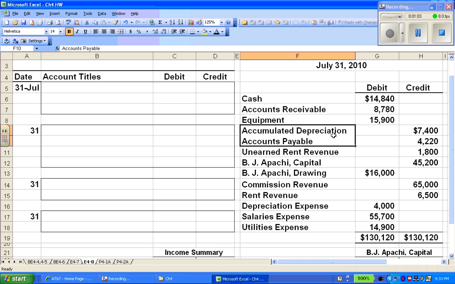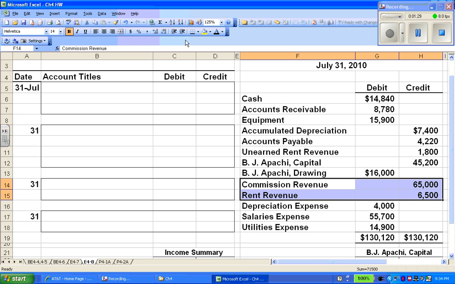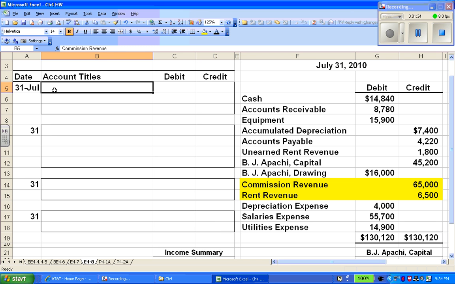So here's my asset accounts. Here starts my liability accounts. Here's my owner's equity accounts. Here's my revenue accounts. We have 2 revenue accounts and I have 3 expense accounts. Notice with this adjusted trial balance, everything is in order. We have it in the assets, liabilities, owner's equity, revenue, and expenses. All right, so the first thing is to close out my revenue accounts, and it's these 2. I'll highlight them. It's commission revenue and rent revenue.